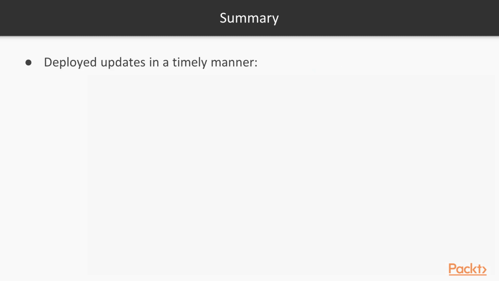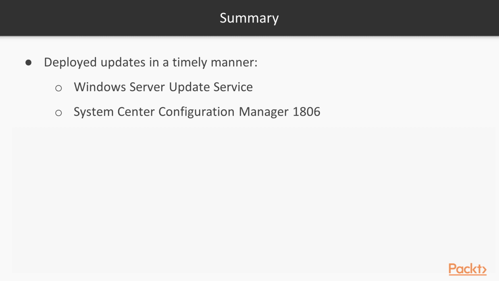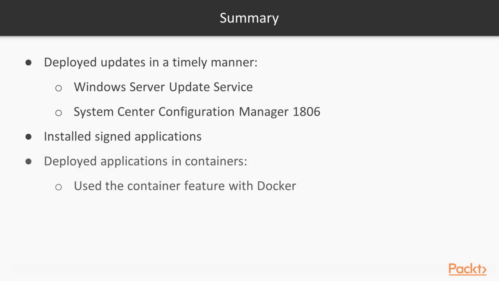In this lesson, you learned about a few of the best practices for securing applications, beginning with the timely deployment of updates and security patches. You learned that Windows updates can be deployed with Windows Server Update Service or System Center Configuration Manager, and that many third-party updates can be deployed with System Center Configuration Manager 1806 and later. You also learned that deploying applications in containers provides better isolation and security for applications, and that containers can be created, deployed, and managed using the built-in Docker feature.